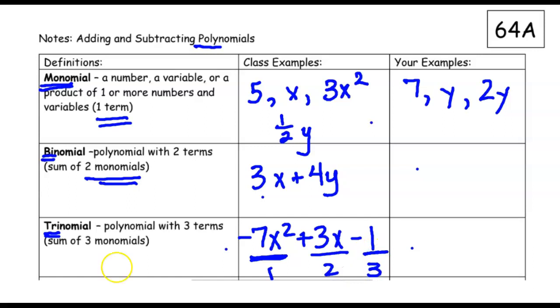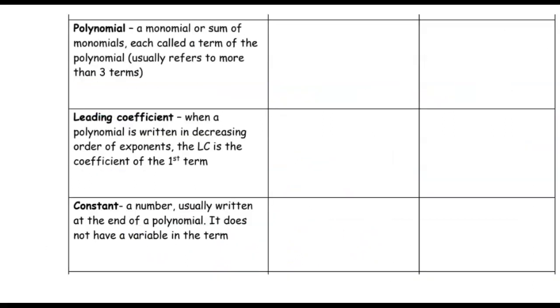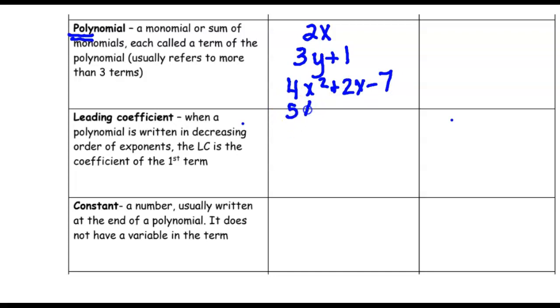Okay, and when you write out the trinomial, you usually start at the highest exponent and go down. Okay, a polynomial, there's our prefix poly, is a monomial or sum of monomials, each called a term of the polynomial. Usually it refers to more than 3 terms. So if you wanted to write a polynomial, you could write it as one term, like 2x, or maybe two terms, 3y plus 1, or 3 terms, 4x squared plus 2x minus 7, or maybe even 4 terms. Say you had 5x to the third minus 4x squared minus 2x plus 7.